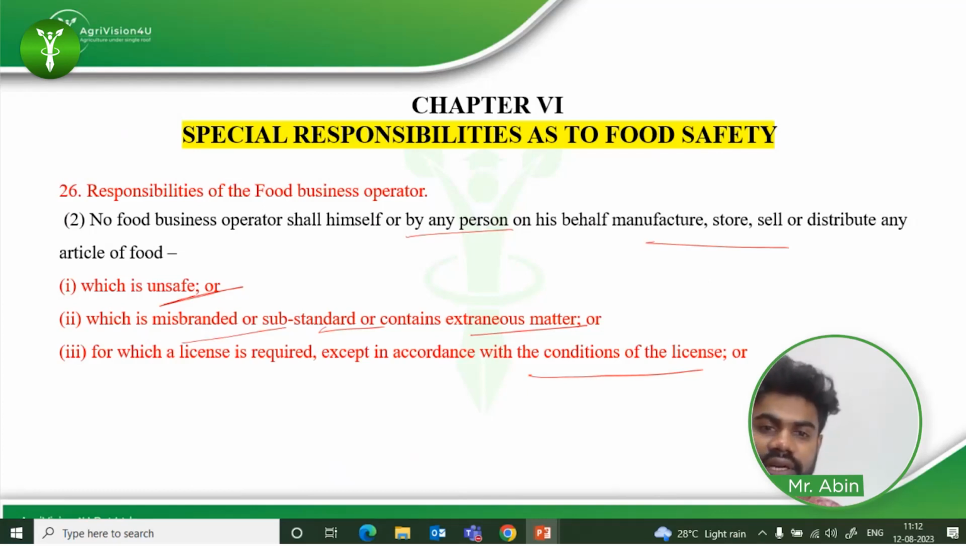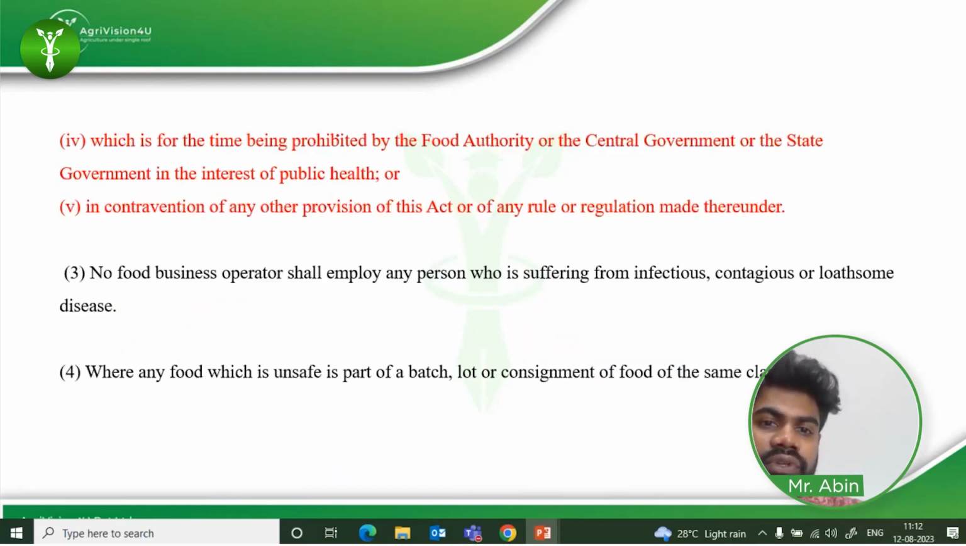Very simple thing. If it is unsafe, the FBO cannot manufacture, store, or sell it. Or if it is misbranded, substandard, or containing extraneous matter, the FBO cannot do further processing or manufacturing of it. And even if you are not manufacturing, why are storing and selling included? If I am an FBO and I get a product from a third party who does not have a valid license, then I will also be responsible for breaking food safety responsibility. In that case I will also be liable. Likewise for food prohibited by the Food Authority, the central government, or the state government, or in contravention of any other provision of this act or regulation. So he cannot manufacture, store, or sell this kind of food article.